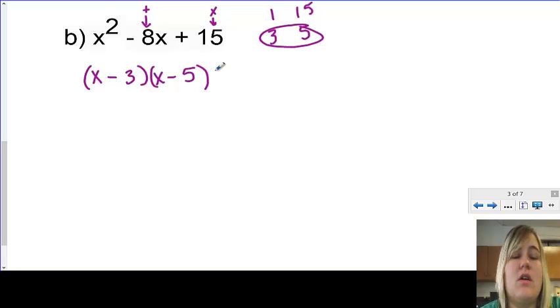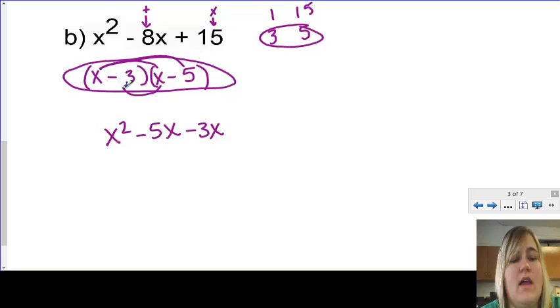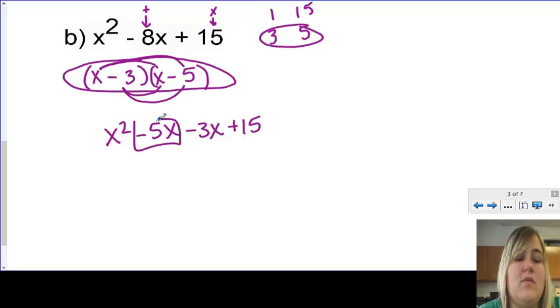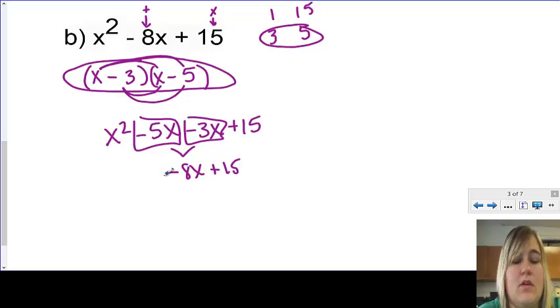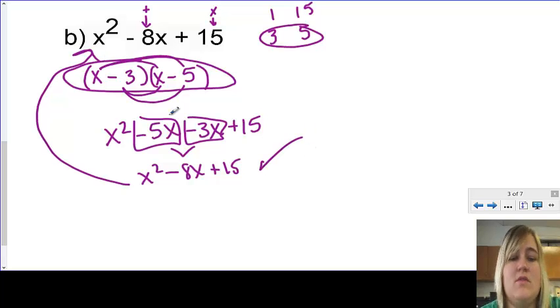So we can prove that this works by foiling to check it. This is what we're saying our answer is. If I take first times first, that's x squared. Outside times outside is negative 5x. Inside times inside is negative 3x. And last times last, negative 3 times negative 5 is a positive 15. Combine like terms. So I get negative 8x. Bring down my plus 15 and my x squared. And look at that. It checks. So this is our correct answer. You can always check these by foiling them out to make sure you get back to that original trinomial.